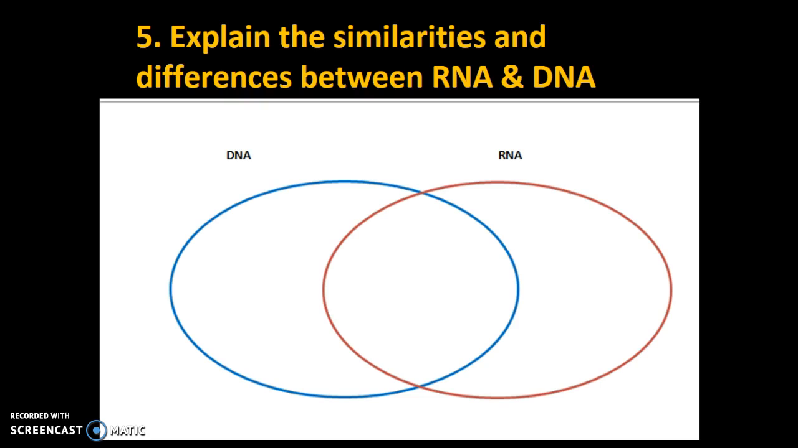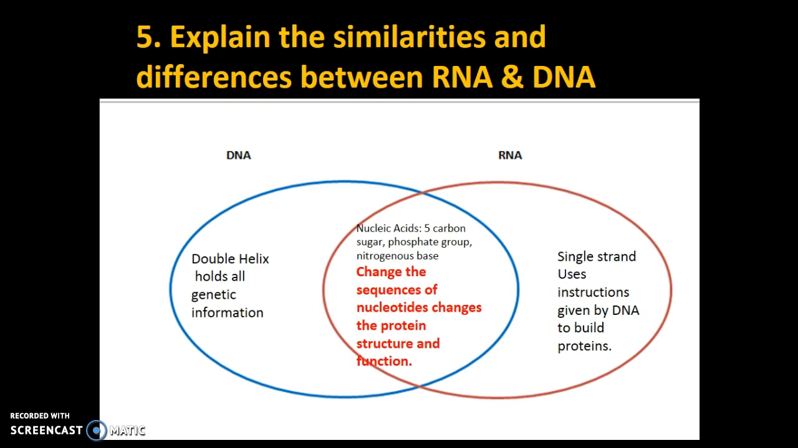Question 5, explain the similarities and differences between RNA and DNA. DNA is a double helix. Remember, it's that twisted ladder. It's going to hold all the genetic information within an organism. So passing on of that information from parent to offspring, that's DNA. RNA, it's that single strand, that spiral staircase without the railing on one side. And it's going to be using the instructions from the DNA to help build proteins.